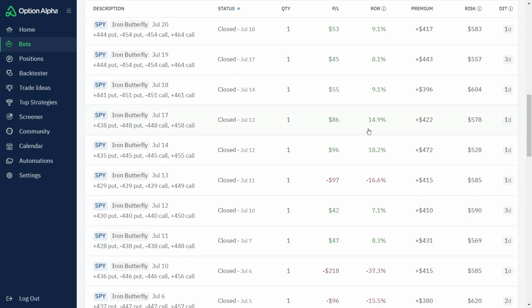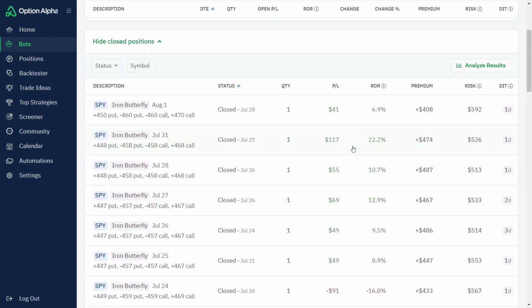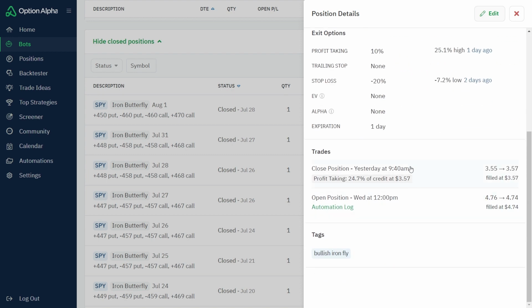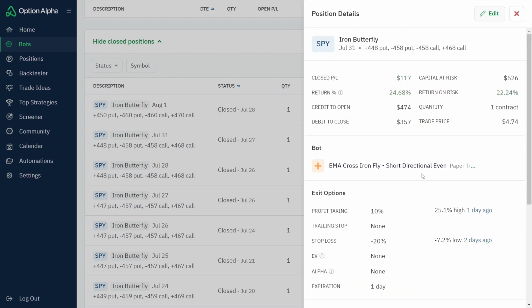So I'm getting about 10% sometimes. For example, this one just happened a few days ago. You can see it was almost a 25% return. The reason is because it hit at least 10% the day it opened, but because I waited a day to close, by the next morning it actually was in much more profit than the 10%. That triggers the exit options, so it closes at, I think, 9:40 a.m. yesterday for 24.7% profit.